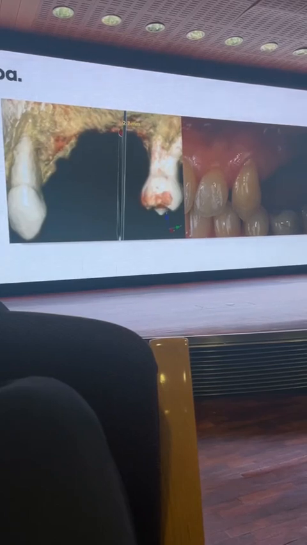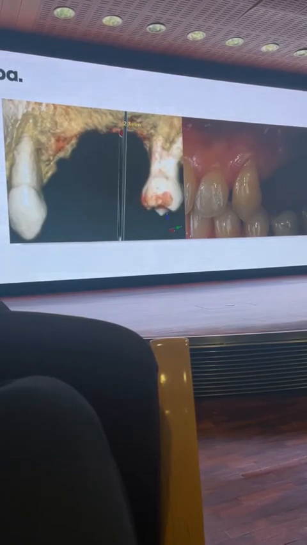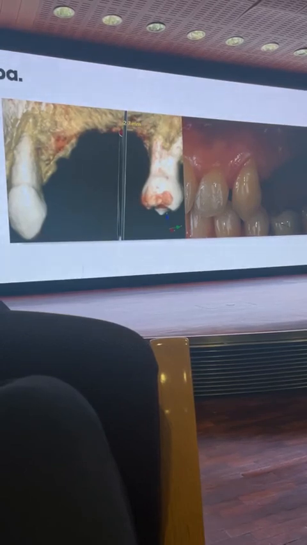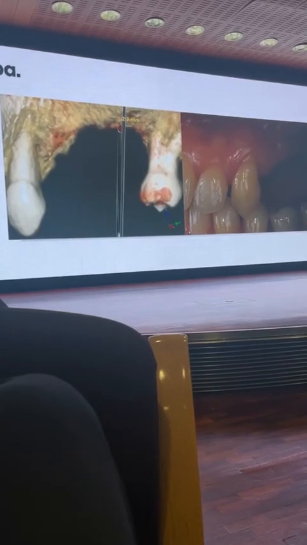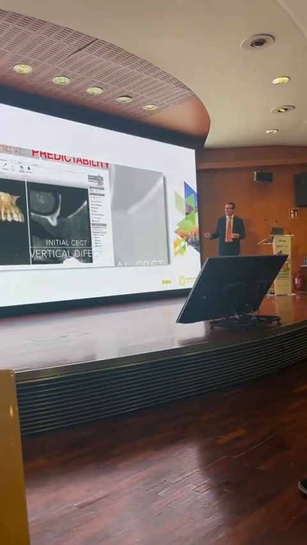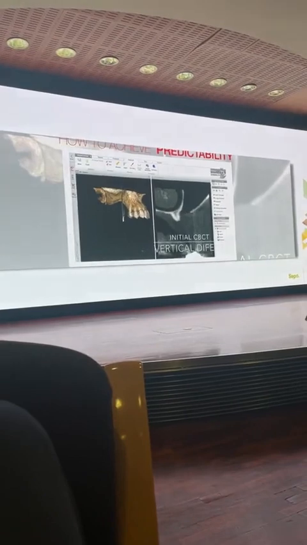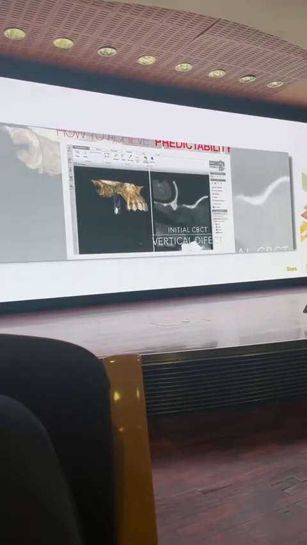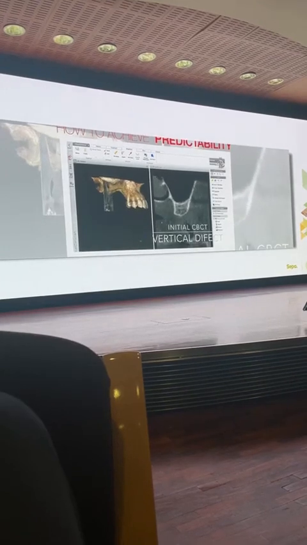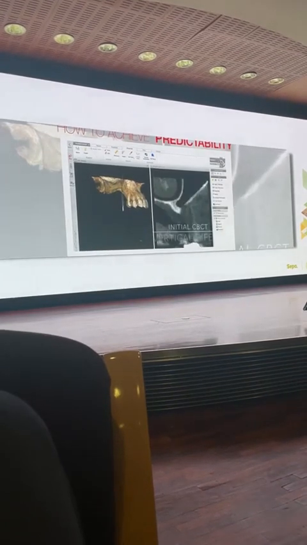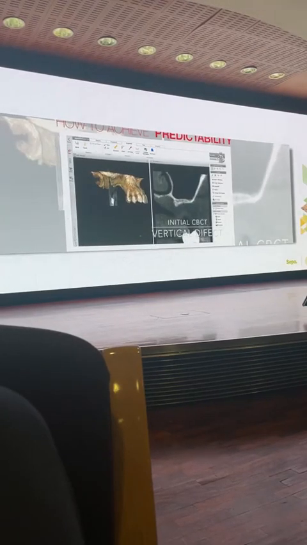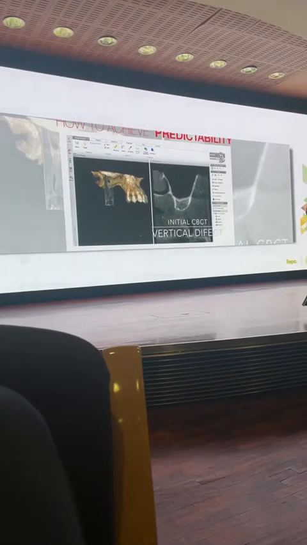Obviously 100% doesn't exist in terms of success, but we must try to be very close to that 100%. So the predictability of the process is very, very important, because in many cases like this, we have no other chances. Either we build up the bone, or we are not going to place implants. We are not going to achieve any type of nice shape of the soft tissue.